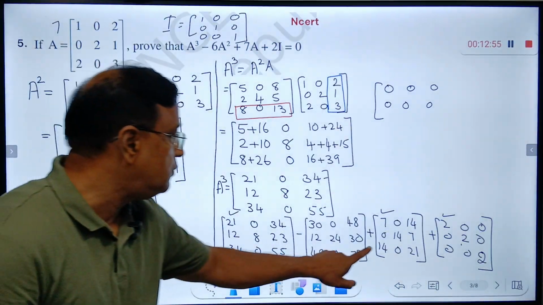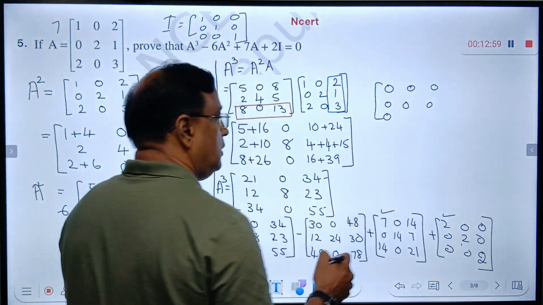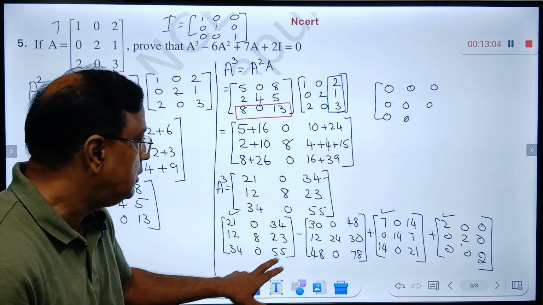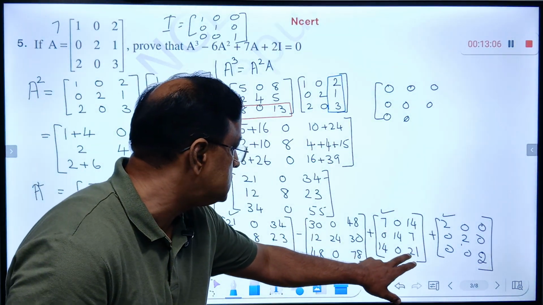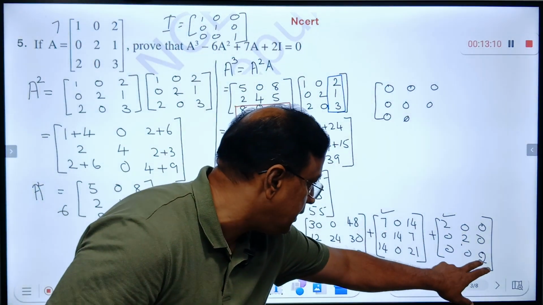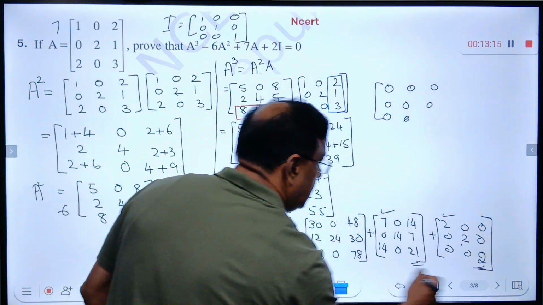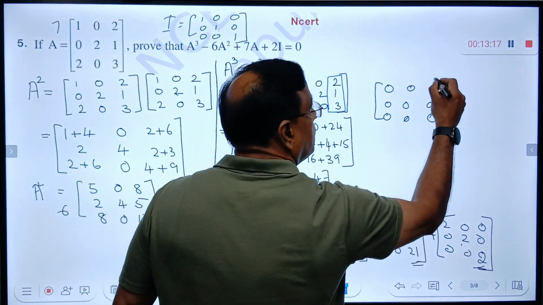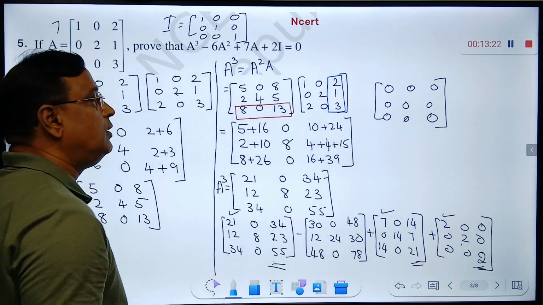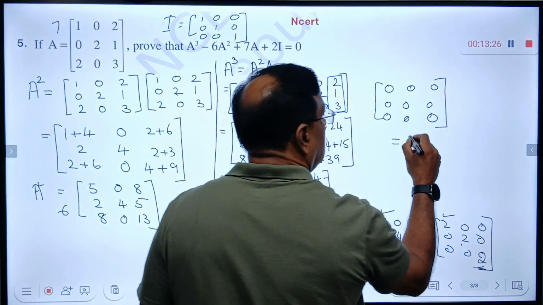34 plus 14 is 48, 48 minus 48 is 0. And this is 0 because all elements are 0 there. 55, 76, 78. I am adding all these three and I am subtracting with 75. So this is your 0 matrix. This is what I have to prove, right? So I have proved LHS equal to RHS.